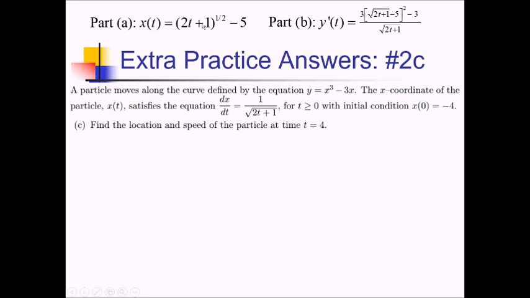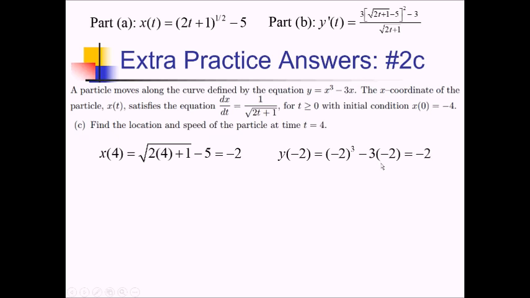So plugging 4 in there, we've got square root of, let's see here, this is going to be 9, so that's 3. Subtract 5 from that, we have negative 2. So that's the x value. The y value I'm going to get by just plugging this back into the y equation here. So y is going to equal negative 2 cubed minus 3 times negative 2. This is negative 8 plus 6, which is negative 2. It's kind of interesting. So our location then is negative 2 comma negative 2.